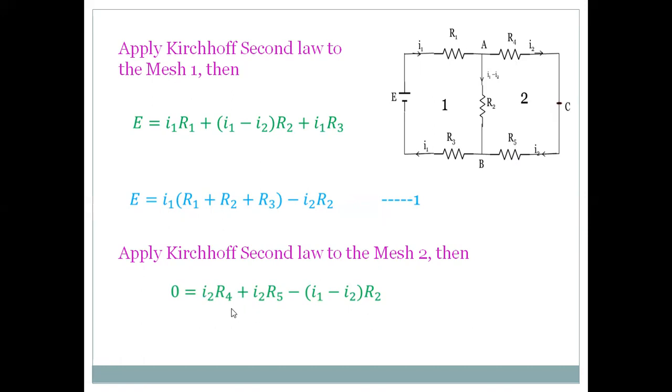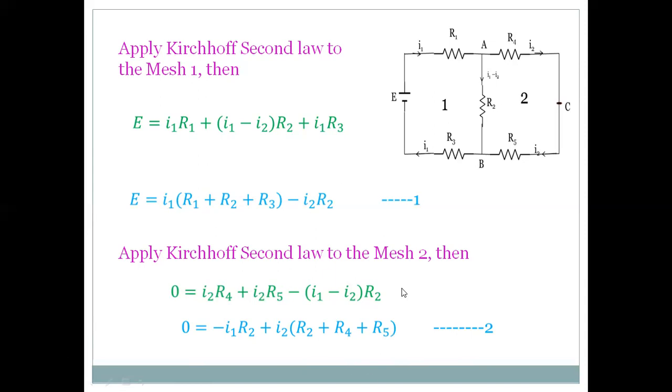Here also, only one I1 R2 term is there, and the remaining three I2 terms are there. From simplification, 0 is equal to minus I1 R2 plus I2 into (R2 plus R4 plus R5). This is equation 2.